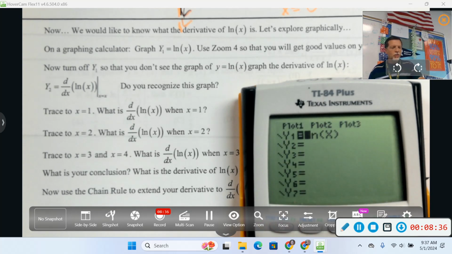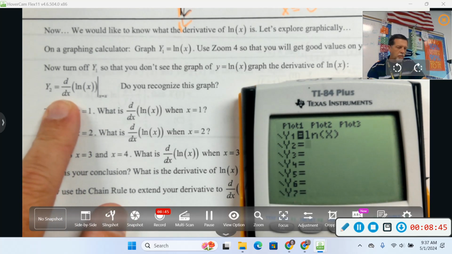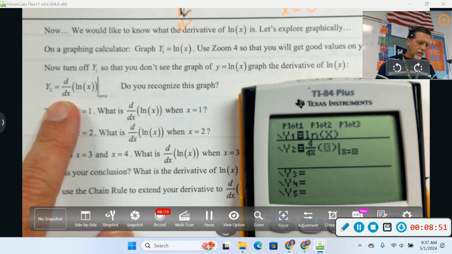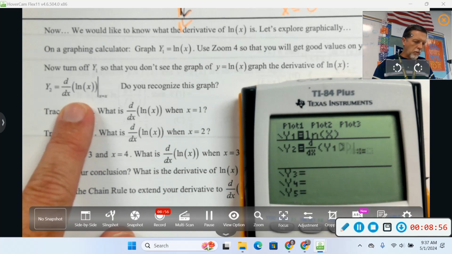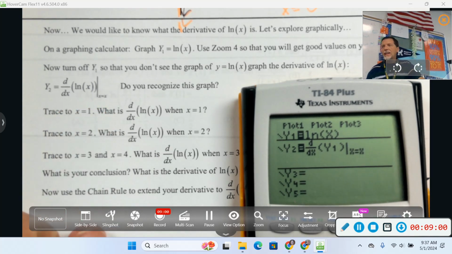Okay, for y2, we want to graph the derivative of natural log. That's math 8, the derivative thing. So derivative with respect to x. We could put natural log in there, or you can put y1 in there, either one, and evaluate that at x. That way, it's going to calculate a derivative for each spot. This is going to take a little bit of time.